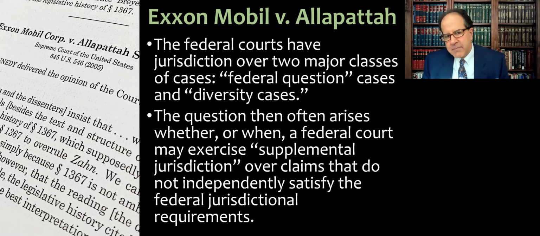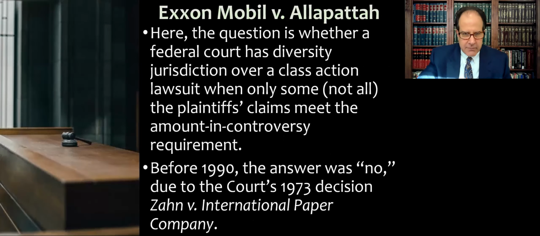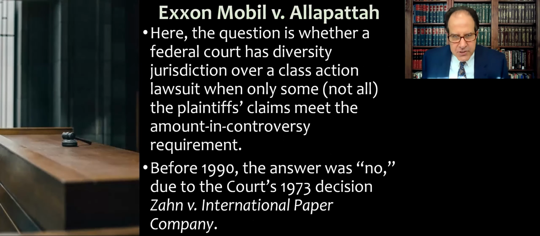So a question may arise of whether or when a federal court has supplemental jurisdiction over claims that don't independently satisfy federal jurisdictional requirements. In other words, what if you have a case that involves multiple claims by the plaintiffs, or multiple claims in a counterclaim, and some of those are not federal question or wouldn't meet diversity jurisdiction requirements, but other claims in the case do? That's our jurisdiction question, and I'm not going to answer that for you. You can ask your civil procedure professor.